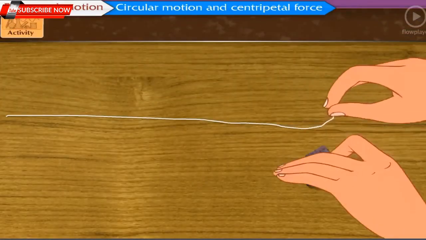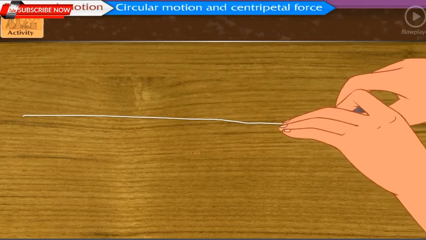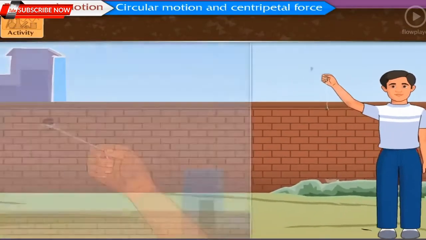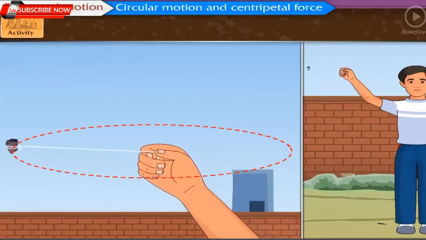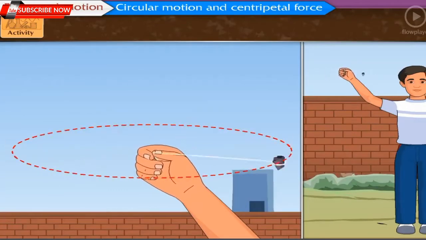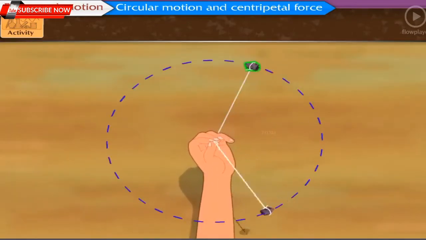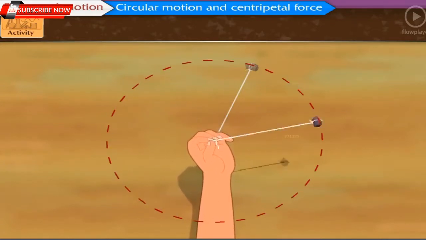Circular motion and centripetal force. Let us first perform an activity. Let us tie a stone to one end of a string. Now take the other end of the string in the hand and rotate the string so that the stone moves along a circle. On the stone, moving along a circular path, we are applying a force. As long as we are holding the string, we are pulling the stone towards us. That is, towards the center of the circle.